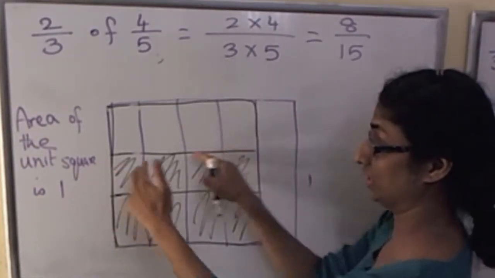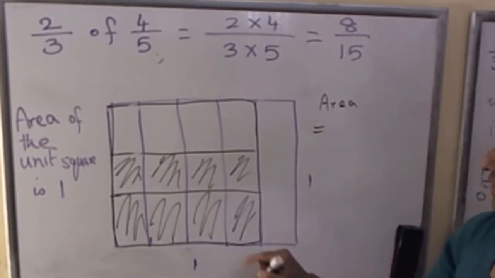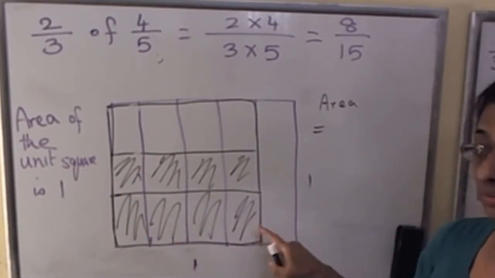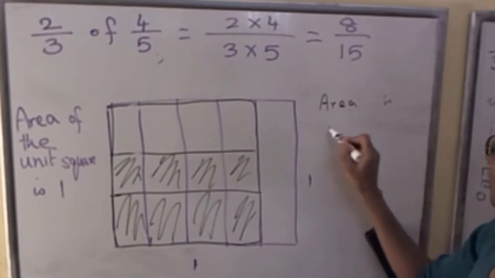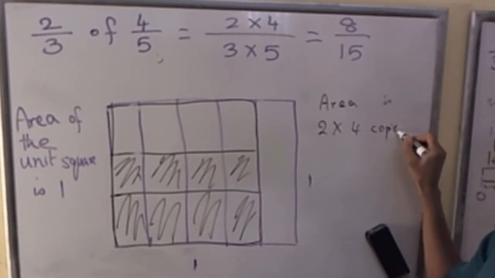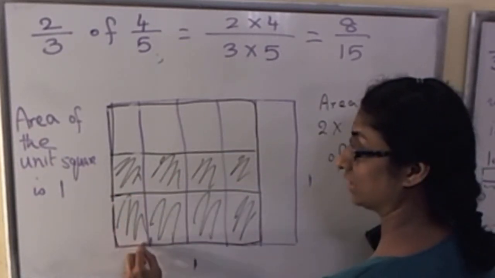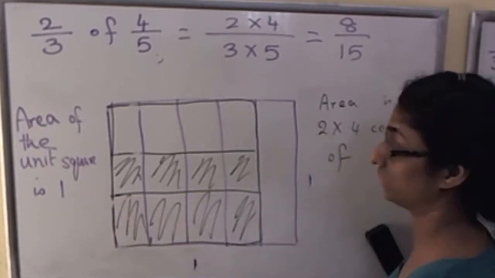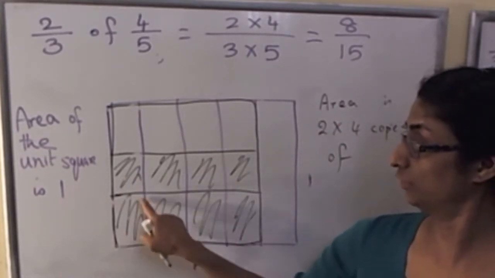What is the area of the shaded region? So we notice that the shaded region consists of 2 rows of 4 rectangles. The area is 2 times 4 copies of, so here we see 2 rows of rectangles like this. And what is the area of each such rectangle? That's what I need to know, because the area is 2 times 4 of the area of each of these rectangles.